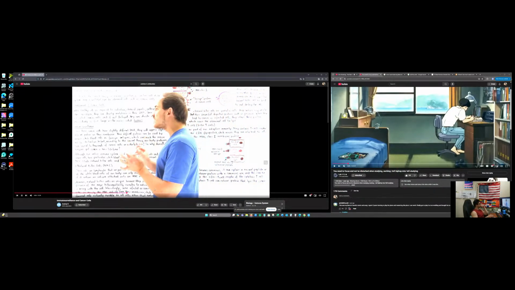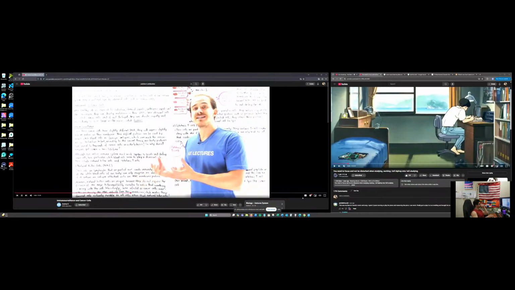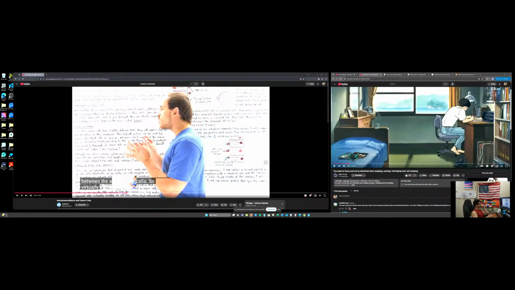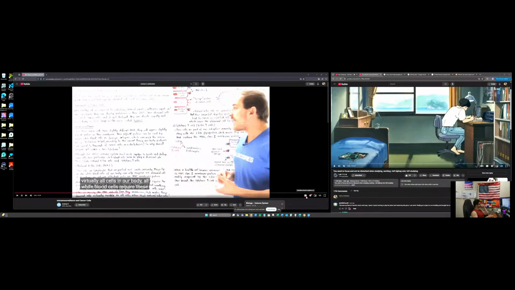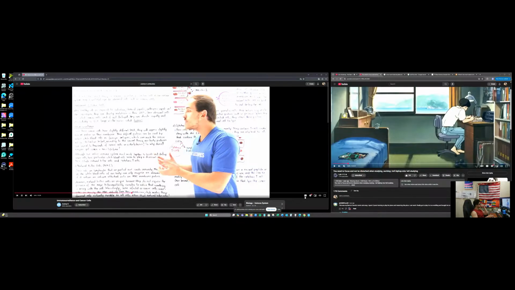So virtually all cells in our body, all white blood cells require these major histocompatibility complexes to actually interact with one another and detect these abnormal cells.